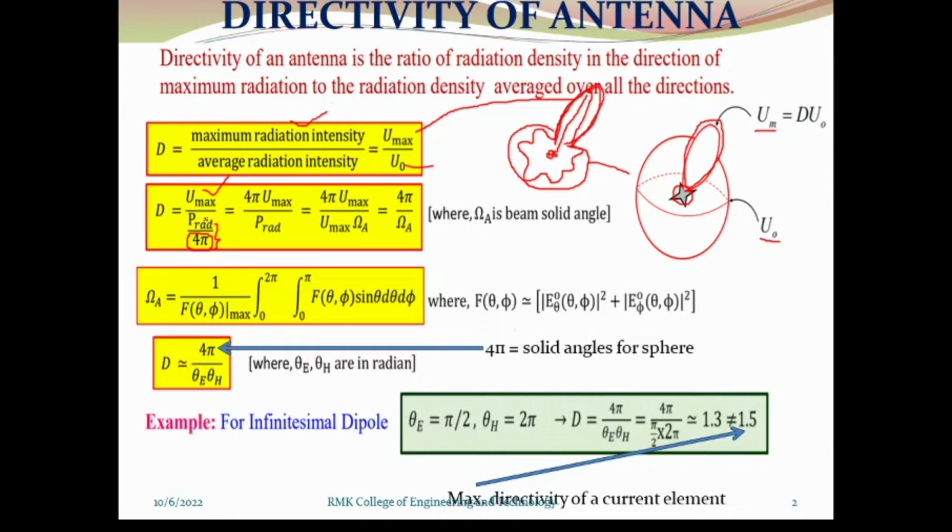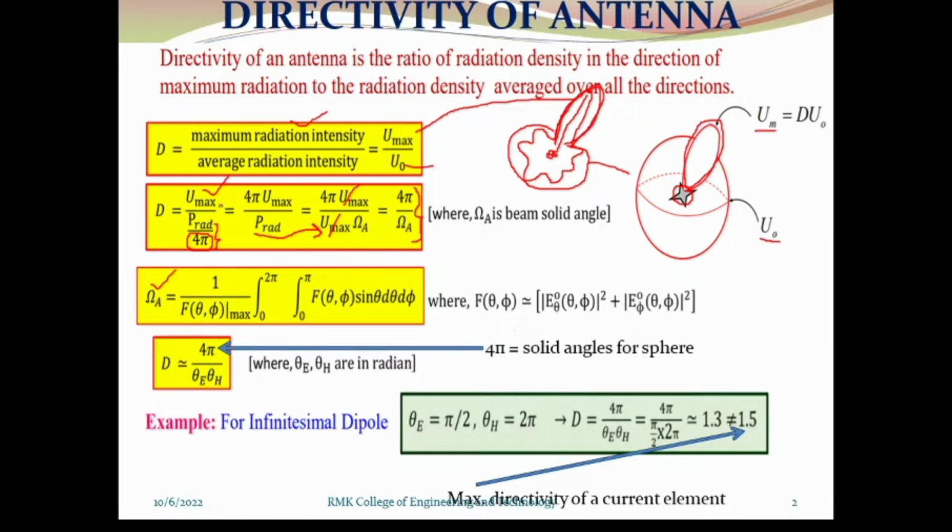So again we can represent all these terms. The equation can be written as 4 pi Umax by power radiated. The power radiated formula is written over here, that is Umax into sigma A. Sigma A is nothing but the solid angle, or beam solid angle, or beam area. So here Umax gets cancelled, and we have 4 pi by sigma A. So 4 pi by sigma A is the formula for calculating the directivity. Sigma A we already know, right? The sigma A formula is this. This is the beam solid angle calculation, the area of total power, calculated with respect to theta and with respect to phi.